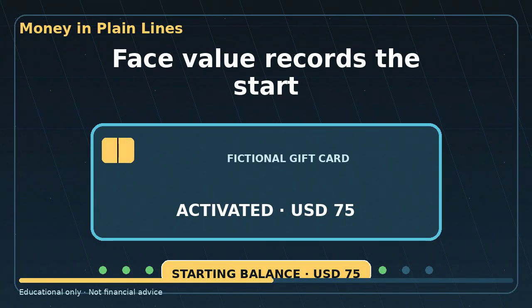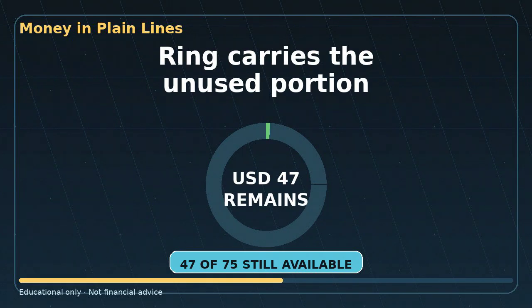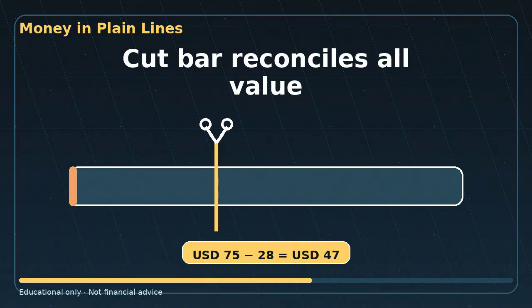It carries $47 of the original $75 after the first purchase. The ring is not showing a discount, a refund, or new income, it is showing the unused portion of one stored value balance. The cut bar exposes the full subtraction rather than jumping straight to the remainder. $28 belongs to the completed art supply purchase, and $47 stays available. Together those two parts reconcile to the original $75 without creating or losing value.